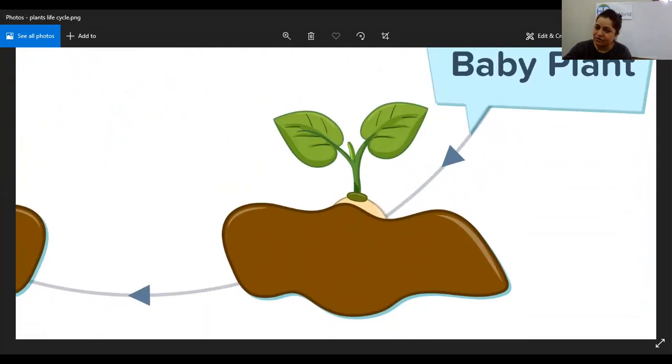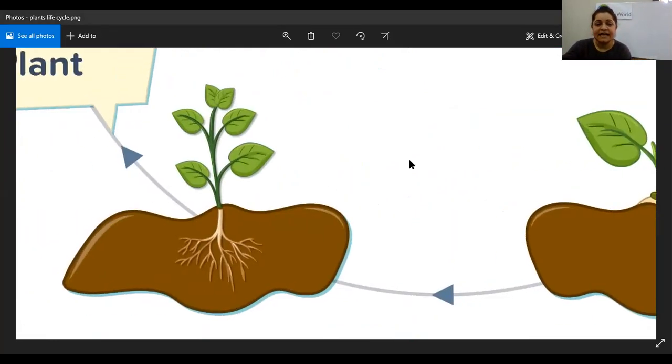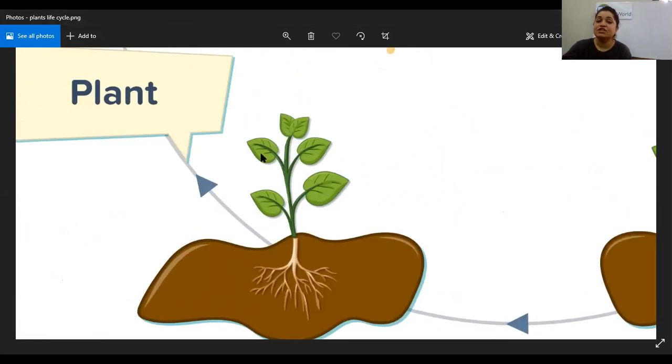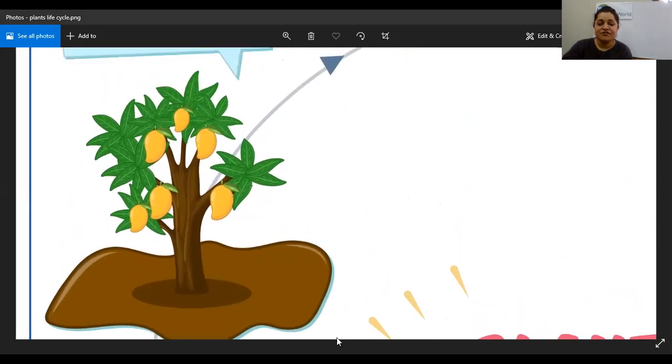baby plant, right? From that seed comes the baby plant because that is inside the seed. The embryo is inside the seed. The first leaf is inside the seed. So we are going to get the baby plant and then it grows into a plant, a mature plant. And then the mature plant gives us fruits. Yeah, that's a mango tree. Wow. That's a mango tree.